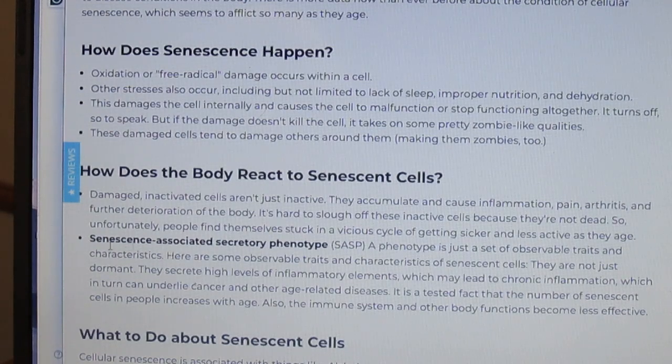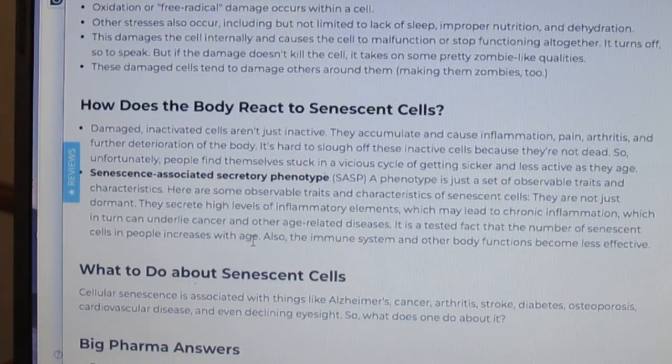All right, now the body reacts to the damaged, inactivated cells. And it's not just that they're inactive. It causes inflammation and the cells accumulate, causing more inflammation and pain, arthritis, and further deterioration of the body. And it's hard to slough these off because they're not dead. So the body's not recognizing them as being invaders or dead cells, and it's harder to slough those off.